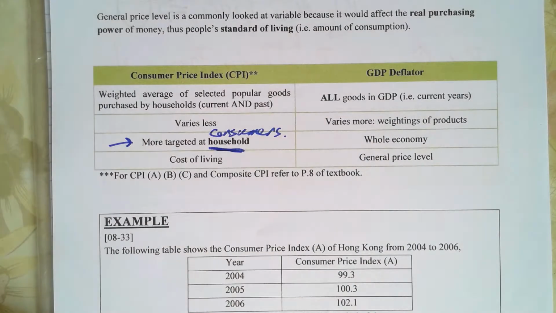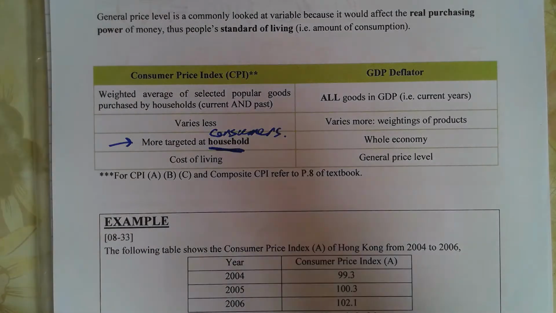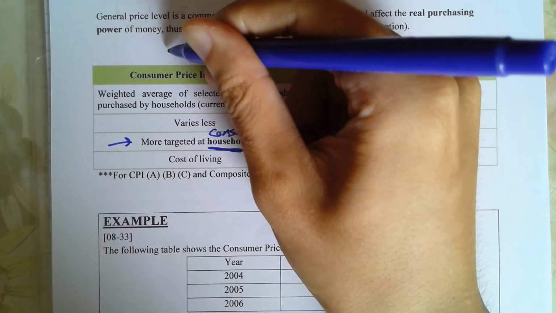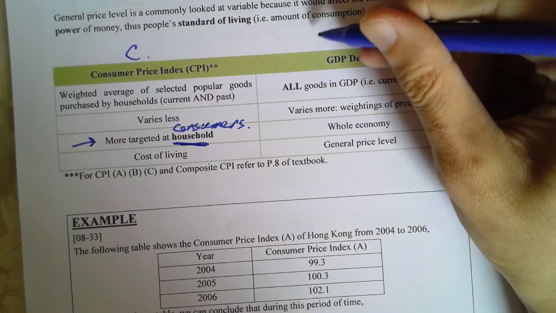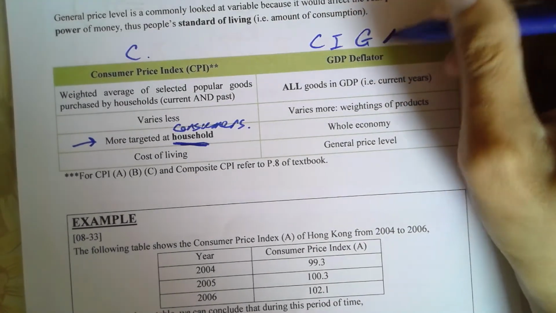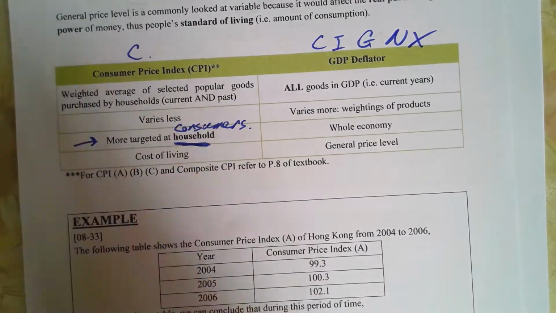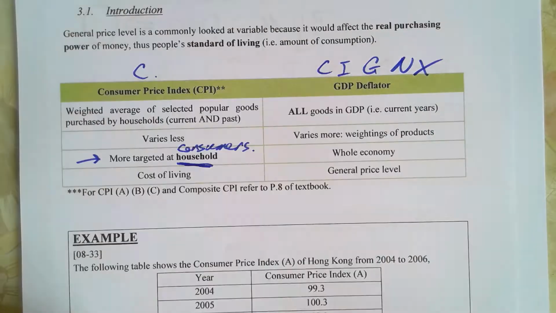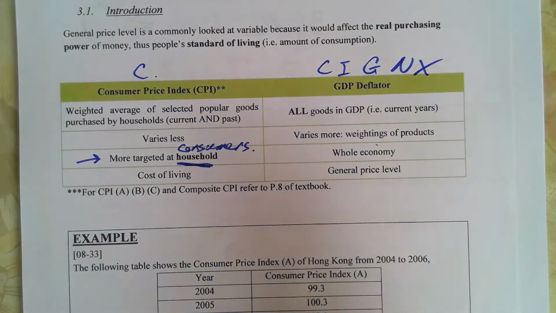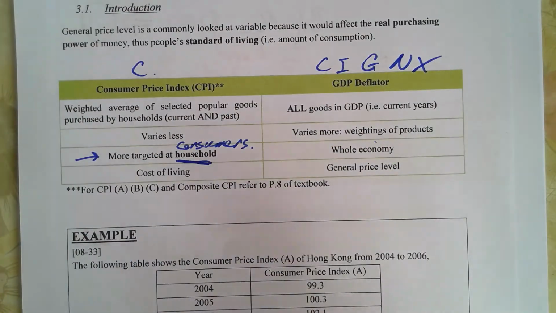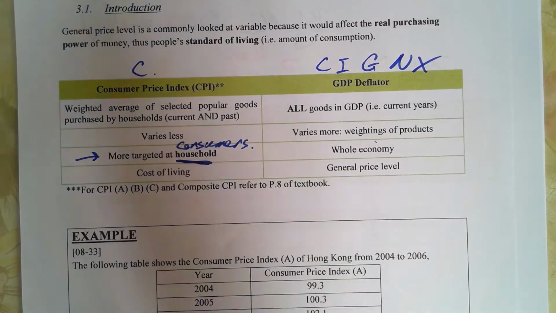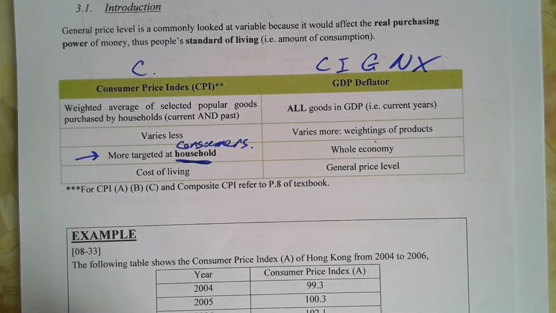Compared to the GDP deflator, CPI is quite different. With the GDP deflator, we are talking about C, I, G, and NX, while CPI is focused on the C. The GDP deflator covers all goods, so we are not just interested in consumers, but also in firms and government. We look at all goods in GDP. Also a minor difference, remember, GDP only counts the current year, but CPI usually takes an average of several years.